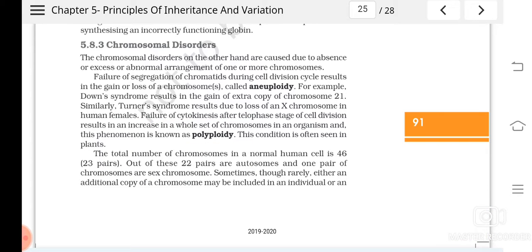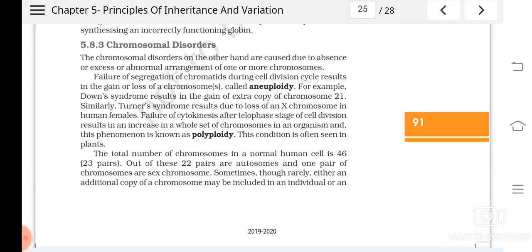This condition is common in plants. Polyploid plants are produced using hybridization or plant breeding techniques. We purposely produce polyploid plants because the fruit size may be very big, and they may not have seeds. So we utilize this quality in plant breeding techniques. So this much is clear.